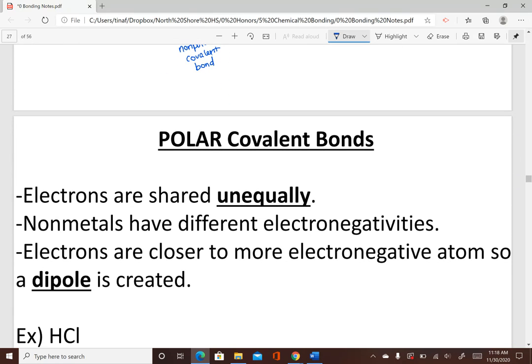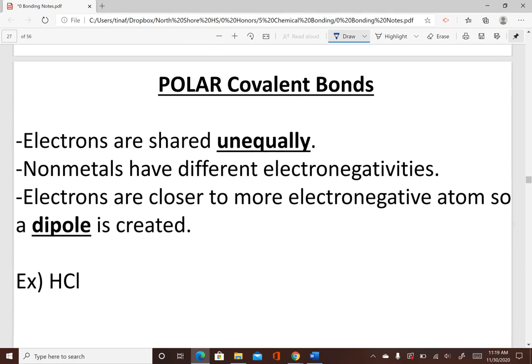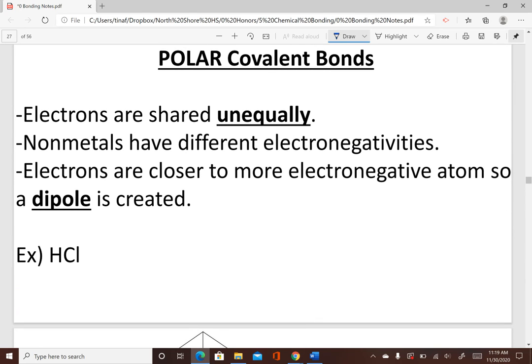Okay, so a polar covalent bond is the opposite. It's when the electrons are shared unequally because the nonmetals that are bonded together have different electronegativities. So let's draw HCl. Again, there's no center atom because I only have 2 atoms. Now I want to go ahead and give all of my atoms an octet. Hydrogen is filled up with 2 electrons, so that's good. I want to give chlorine an octet.